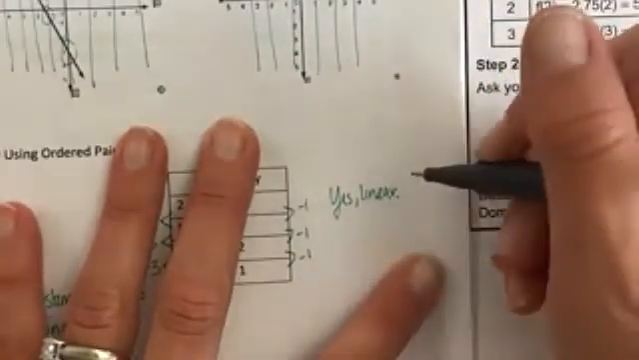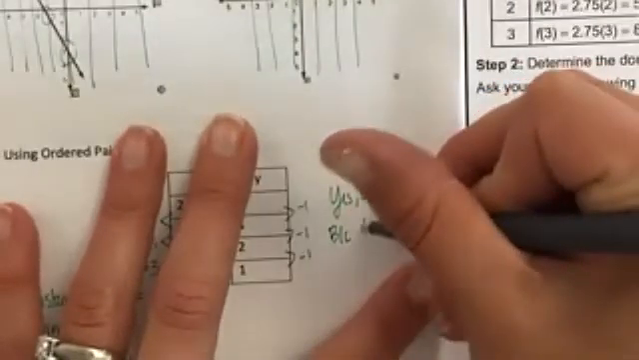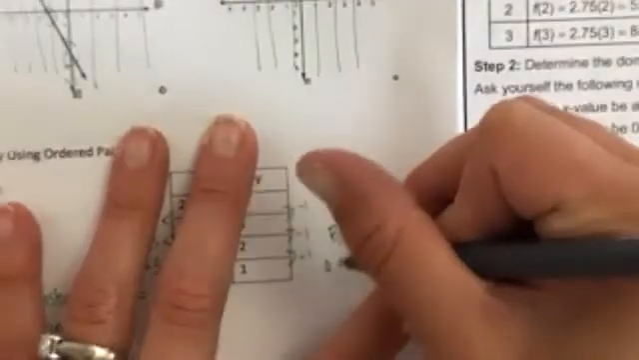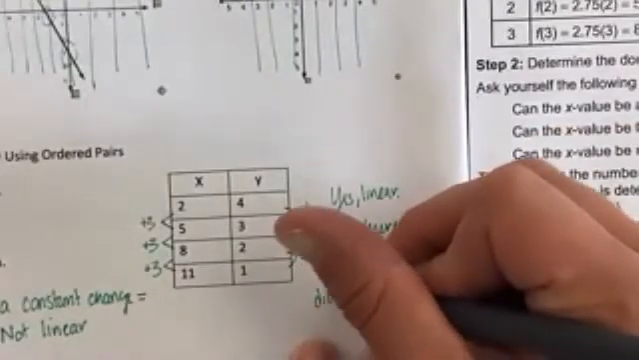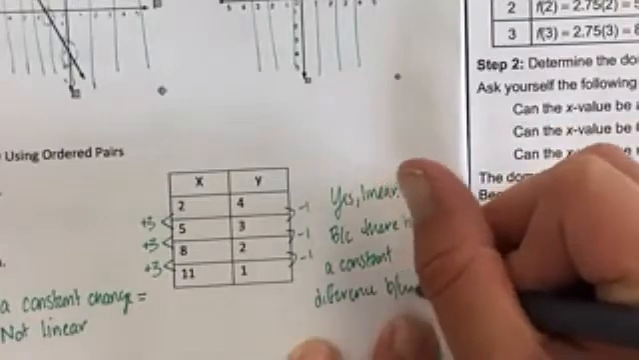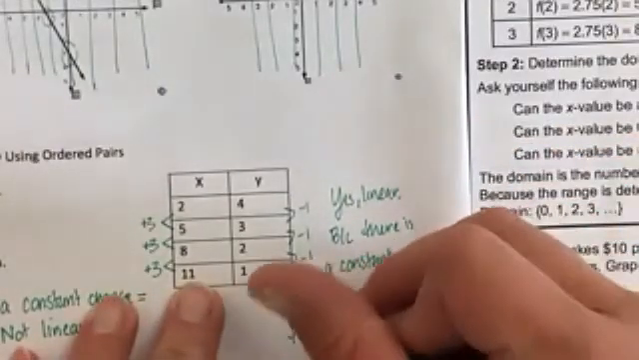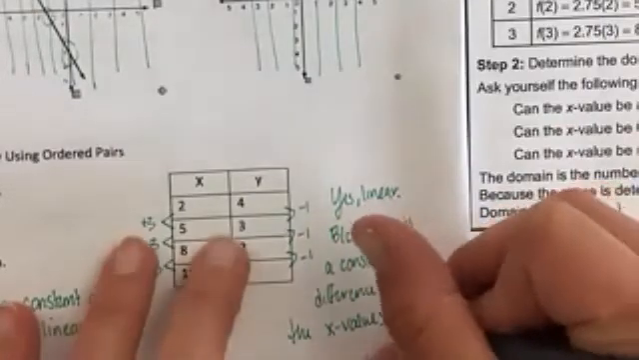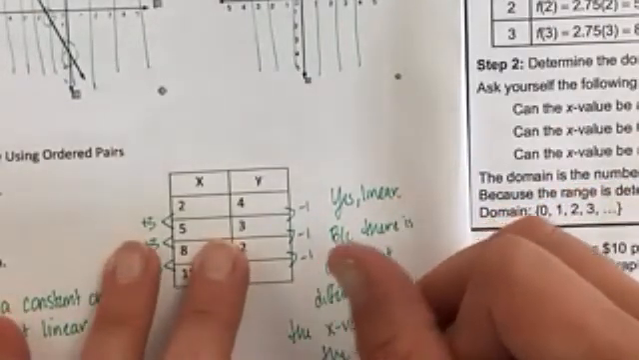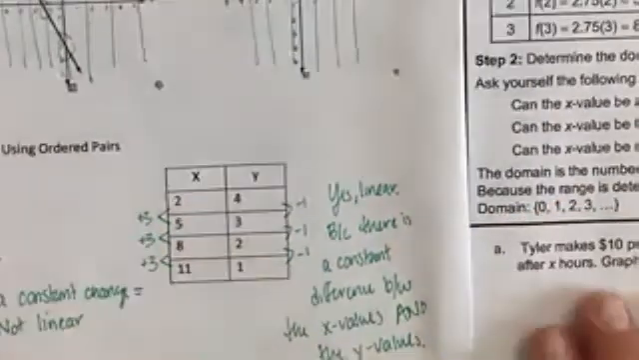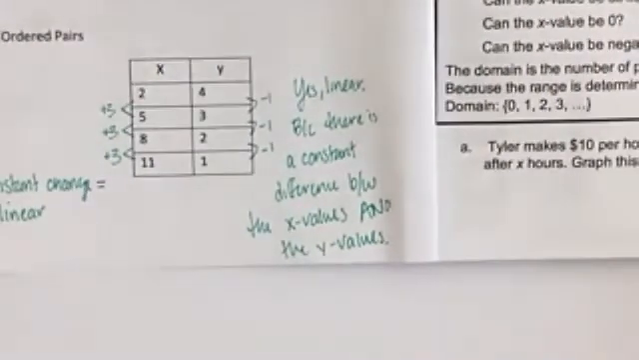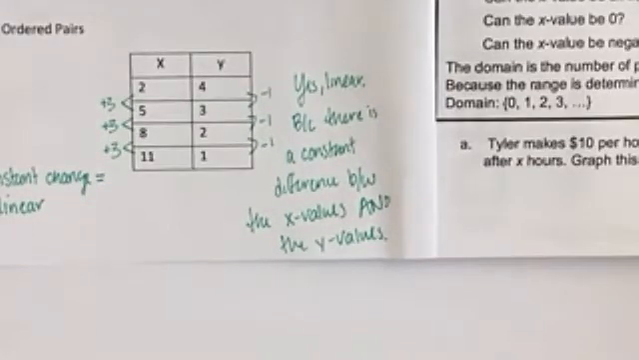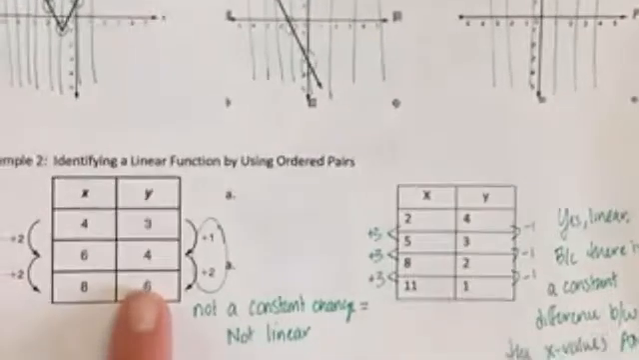And if you had to say why, you would say because there is a constant change, constant difference between the x values and the y values. It's a big deal there. Constant change. So it's a no if it's one side and then the other side. The example on the left, by these ones not being constant, it blew the chances of it being linear.